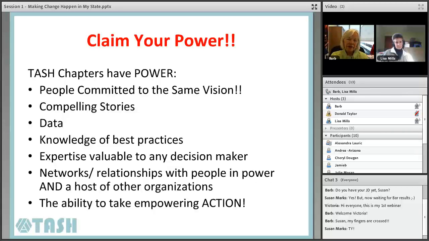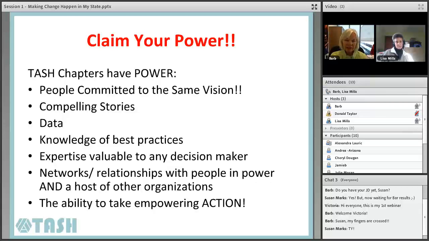We have chapters who have maybe 30 members now, but the state has had 400 state members in the history of TASH, and we have those lists. So we know where to find people who are committed to our same vision.